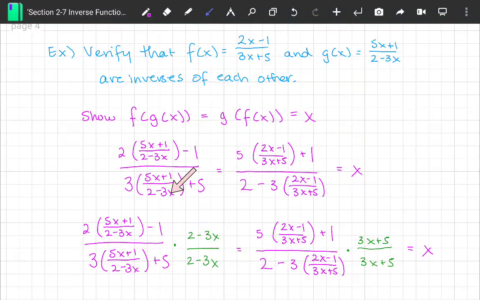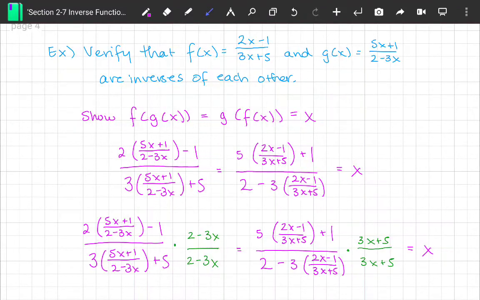So that's our LCD. So if you multiply by the giant 1, multiply top and bottom by that LCD, we can see what happens. And then the same thing with the second complex fraction. These two denominators are the same. So that's your LCD. So again, multiply top and bottom of the big fraction by that LCD.